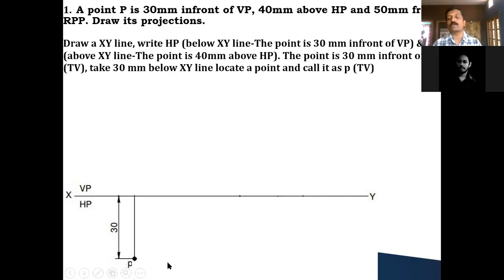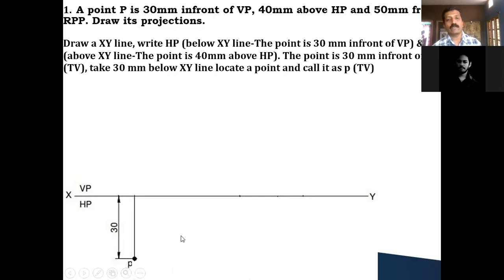So this you should also learn. Without a dash, if you name any point, it is understood that it is a top view. With a single dash, if you write the same letter, it is understood that it is a front view. With double dashes, if you are representing that point or the particular object, it is understood that it is the side view. So you mark one point, you call it p. So this completes your top view. Actually, you have drawn the top view.